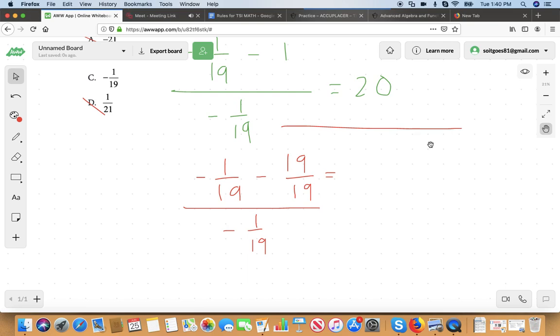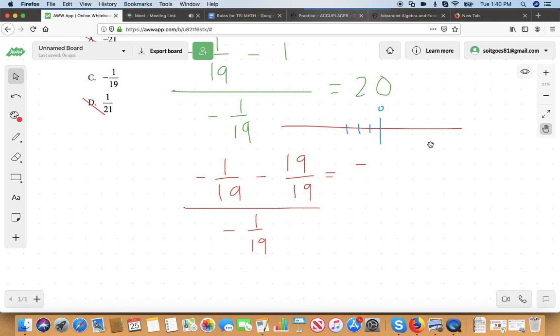Like we've got 0 and then negative 1, negative 2. So we're taking negative 19 and making it even more negative because we're adding a negative 1. It's going to be even more negative. So negative 1 minus 19 equals negative 20. Does that make sense? Yes. Okay.